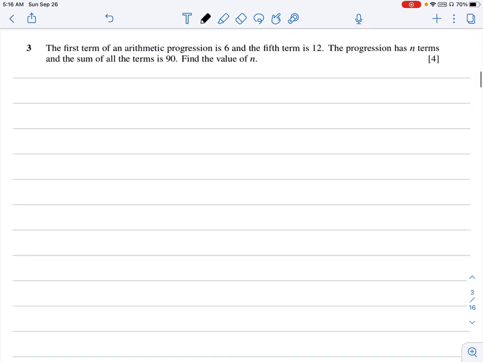Coming to the third question, the first term of an arithmetic progression is 6, so a is equal to 6. The fifth term is 12. The progression has n terms and the sum of all the n terms is equal to 90. What is the value of n? That is the question. We shall write it in a straight line so that we can understand: the fifth term is 12, the sum of n terms is 90, and what is the value of n?